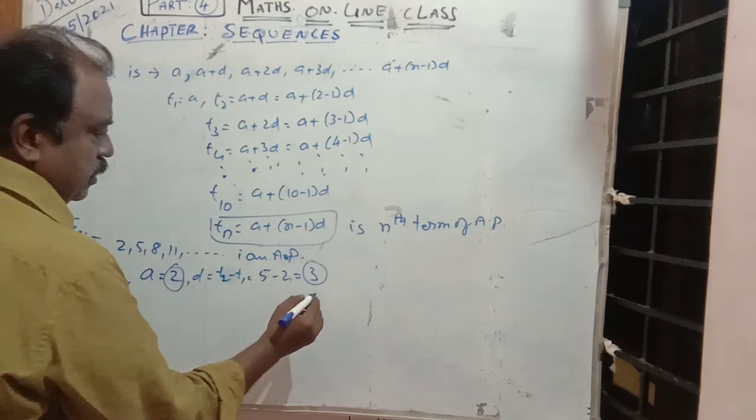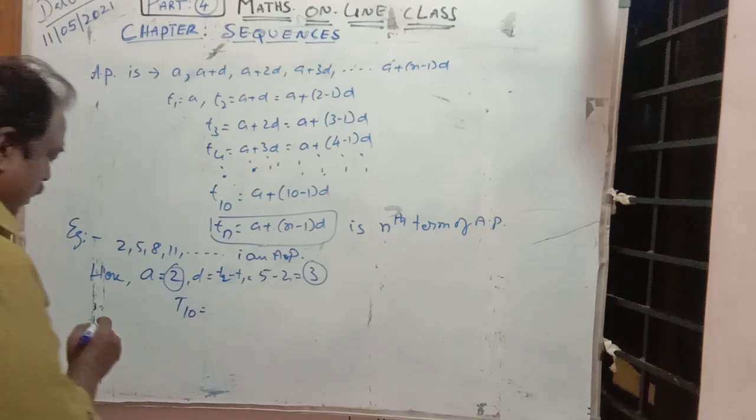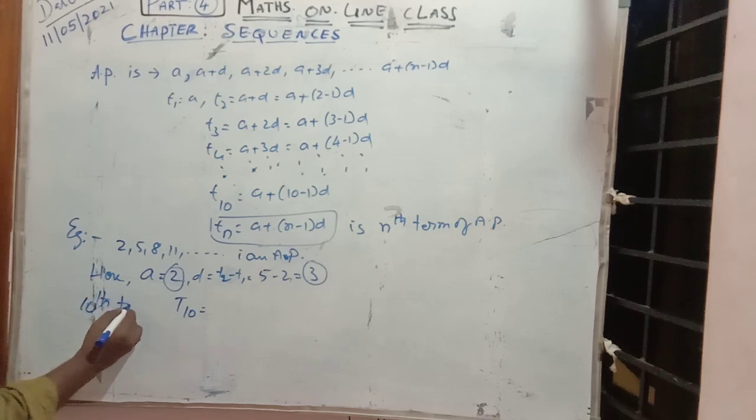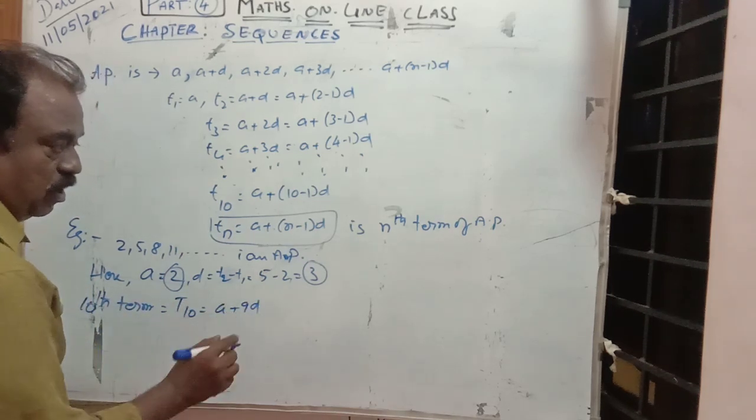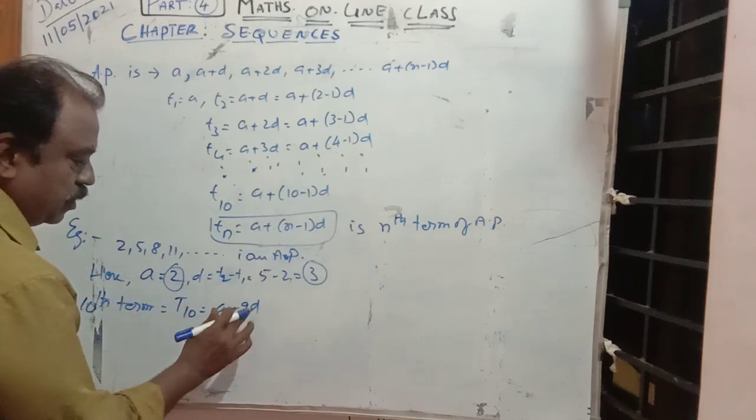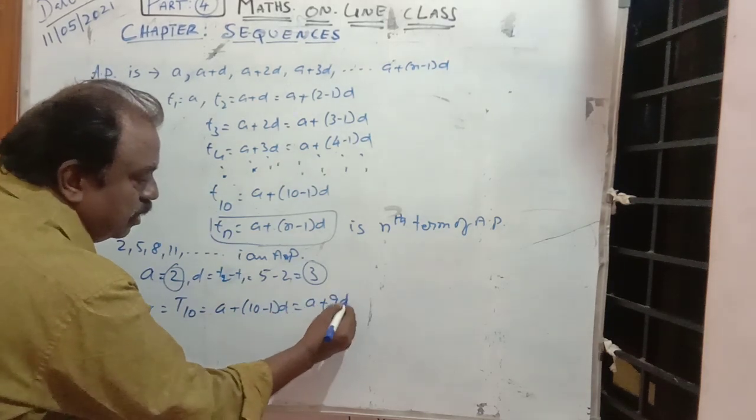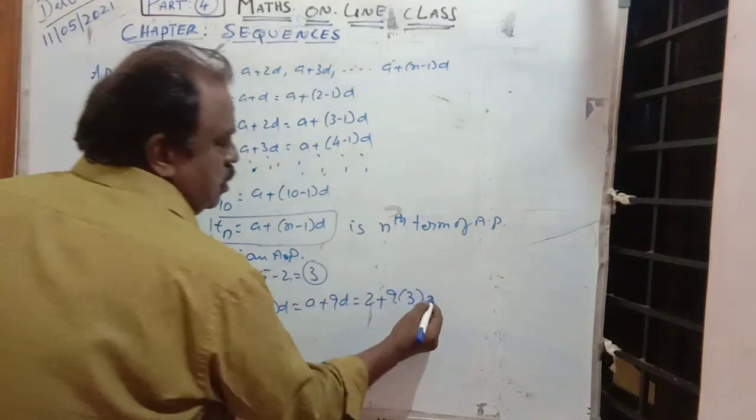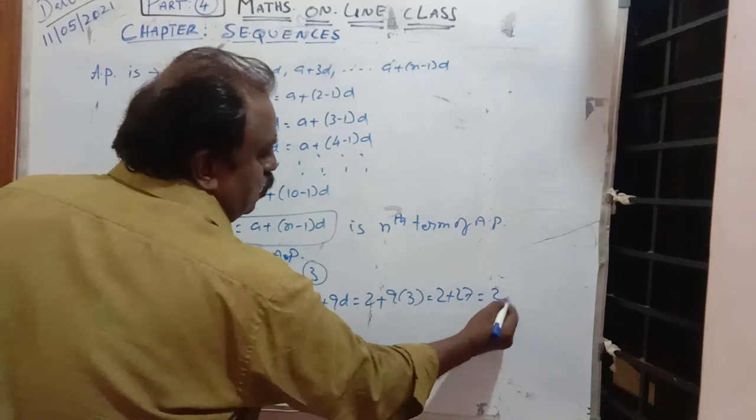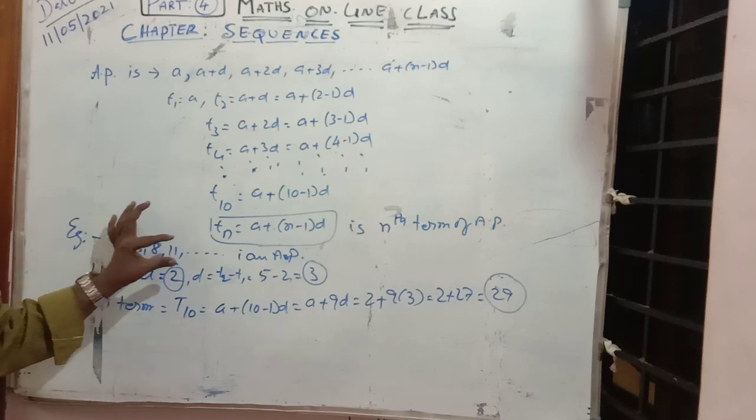We are asked to find, suppose, what is T10? That means the 10th term. What does the 10th term mean? T10 notation is A plus 9D. Will you agree? Or otherwise, 10 minus 1 D. That is A plus 9D. A is 2, 9 into D means 3, it is 2 plus 27. So it is 29. In this one, can you find it by writing out the 10th term?